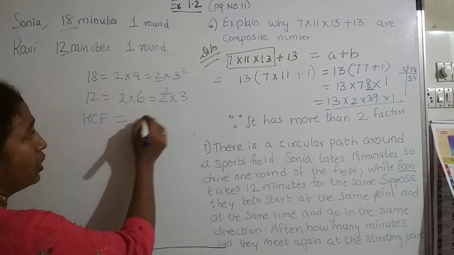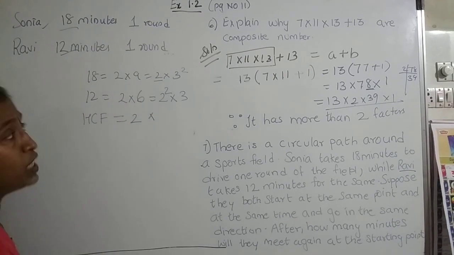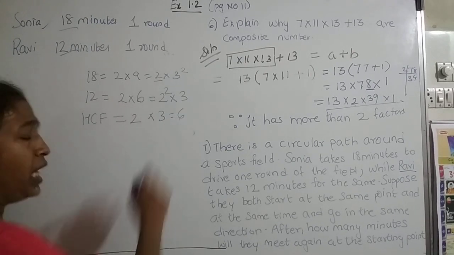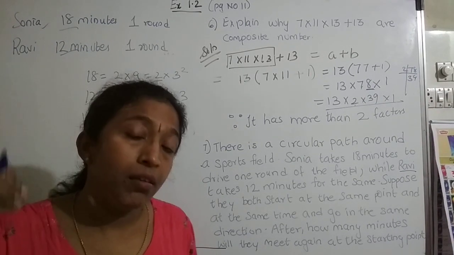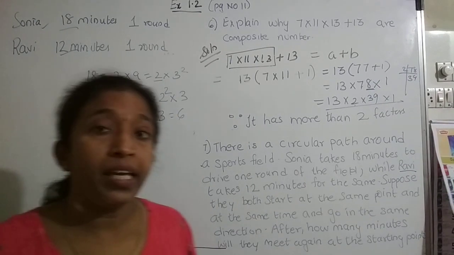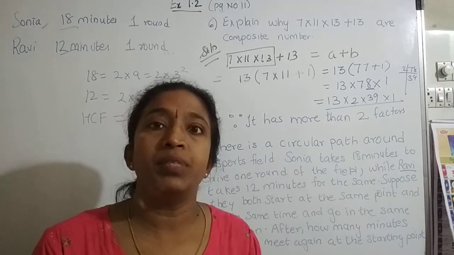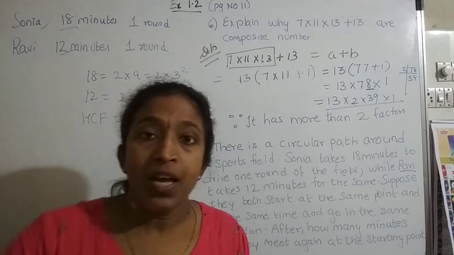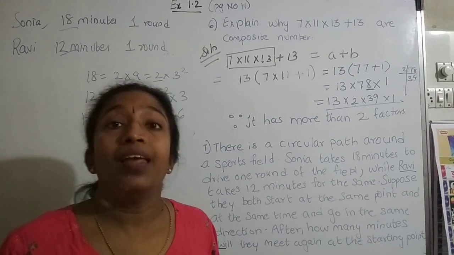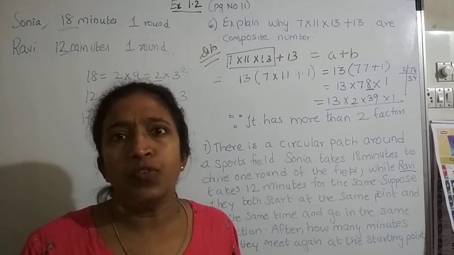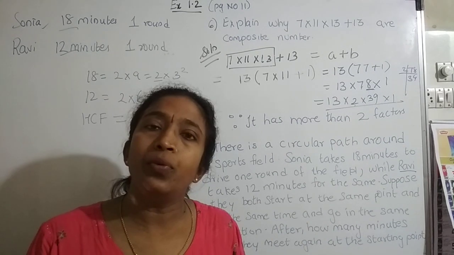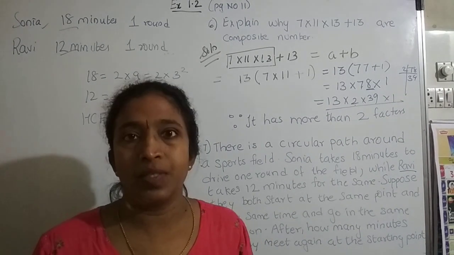The HCF is the product of the smallest powers of the common prime factors. So common here is 2 and 3, giving 6. Is an HCF of 6 possible when Sonia takes 18 minutes to complete one round and Ravi takes 12 minutes? Will they meet in 6 minutes? Not possible. For completing the round, it's less than that. So obviously, we should take LCM. Sometimes when we get confused, try to take both and check whether it is possible for the situation. From that practicality you will understand.